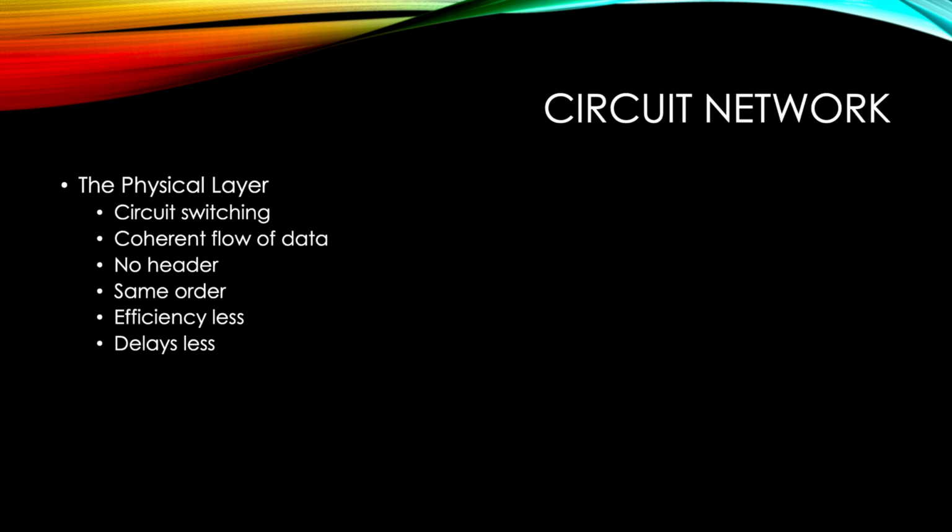The idea of the circuit network, in the OSI model, is the physical layer where you have this circuit switching that contains a flow going through. There are no headers needed because you have a direct connection. It's the same order. The problem with this is that the efficiency is not so high, because imagine you have packets 1, 2, 3, 4, and 1 needs to get forward, then 2 needs to get forward, then 3 needs to get forward, etc. It will take plenty of time for all the packets to get through.